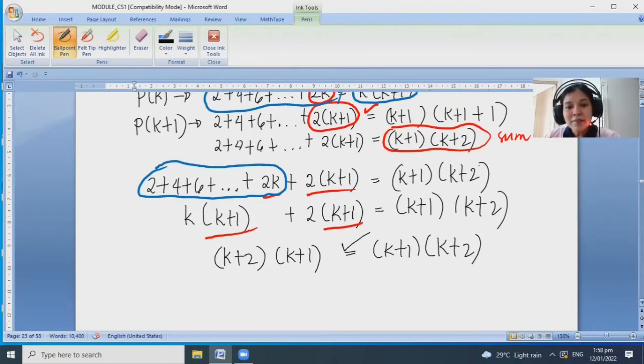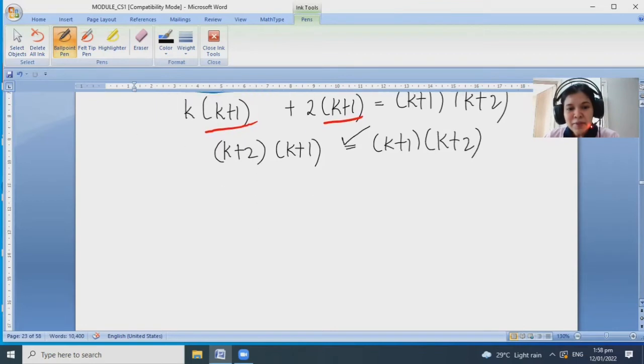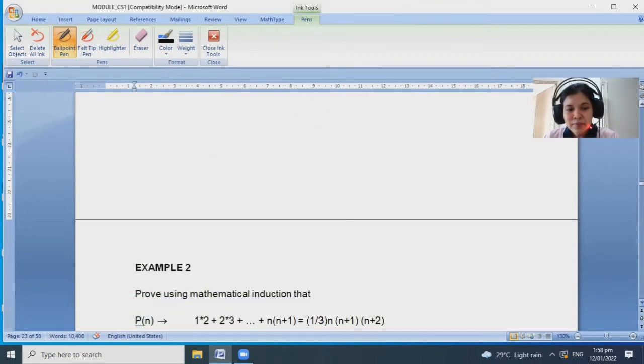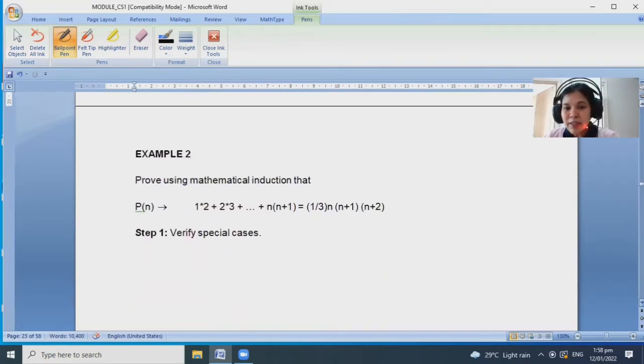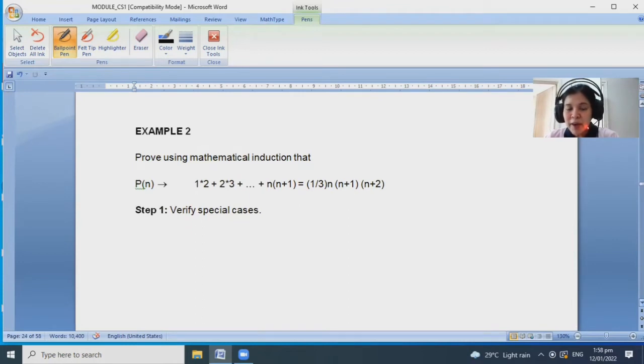Another example. Example number 2. Prove using mathematical induction that P of n given by this formula, sum. We have here sum of a series. 1 times 2 plus 2 times 3 plus and so on and so forth up to n times n plus 1, siya yung dulo. Provided the sum formula at the right side of the equal sign, 1/3 n times n plus 1 times n plus 2.